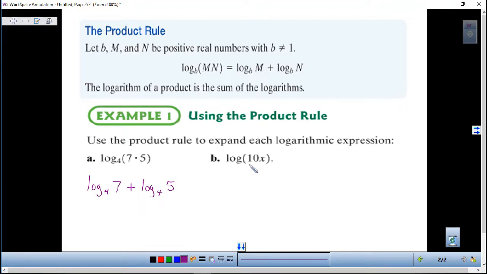Now, this one over here makes it a little easier. This is a common log, remember. No base means it's understood to be a base of 10. So we have the common log of 10 plus the common log of x. Now, what is the log base 10 of 10? Well, that's just 1. So we end up with 1 plus log of x. If you can simplify it like that, definitely simplify it. You can't really simplify this without a calculator. In that case, you can leave it just like it is.